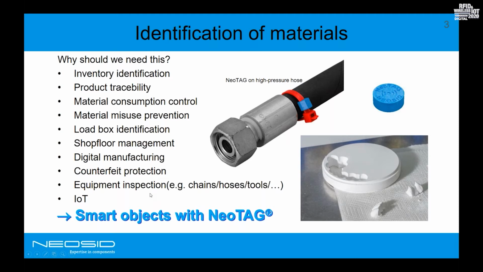Another field of use is the equipment inspection, especially for chains and hoses. You see it in a picture where a special transponder is used to do this.